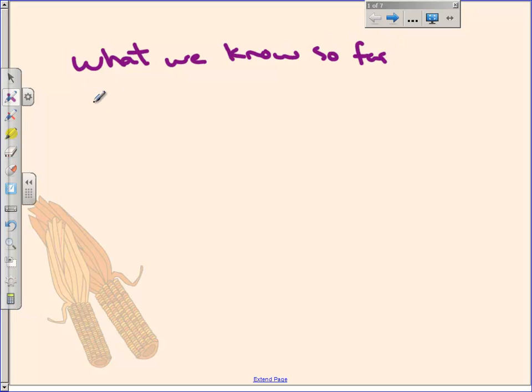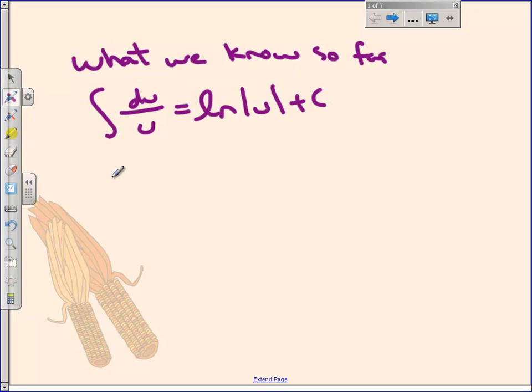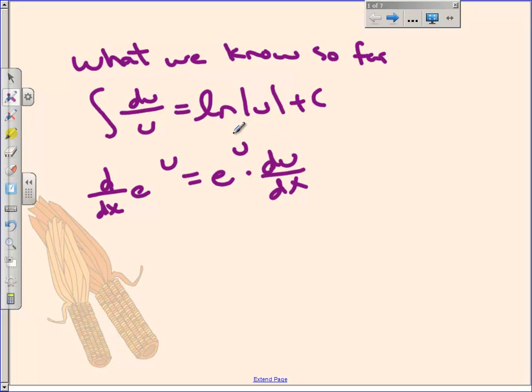Okay, so we know that the integral of du over u is the natural log of the absolute value of u plus c. We know that the derivative of e to the u is equal to e to the u times du dx. Well, this would mean also then that we should have an integral statement.